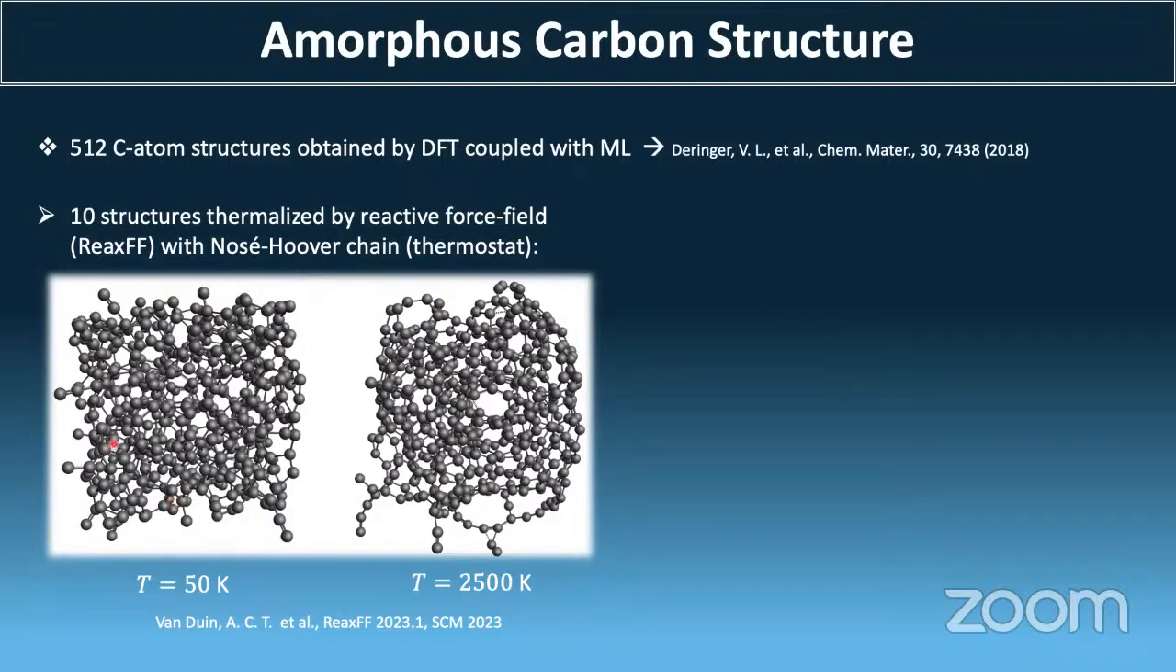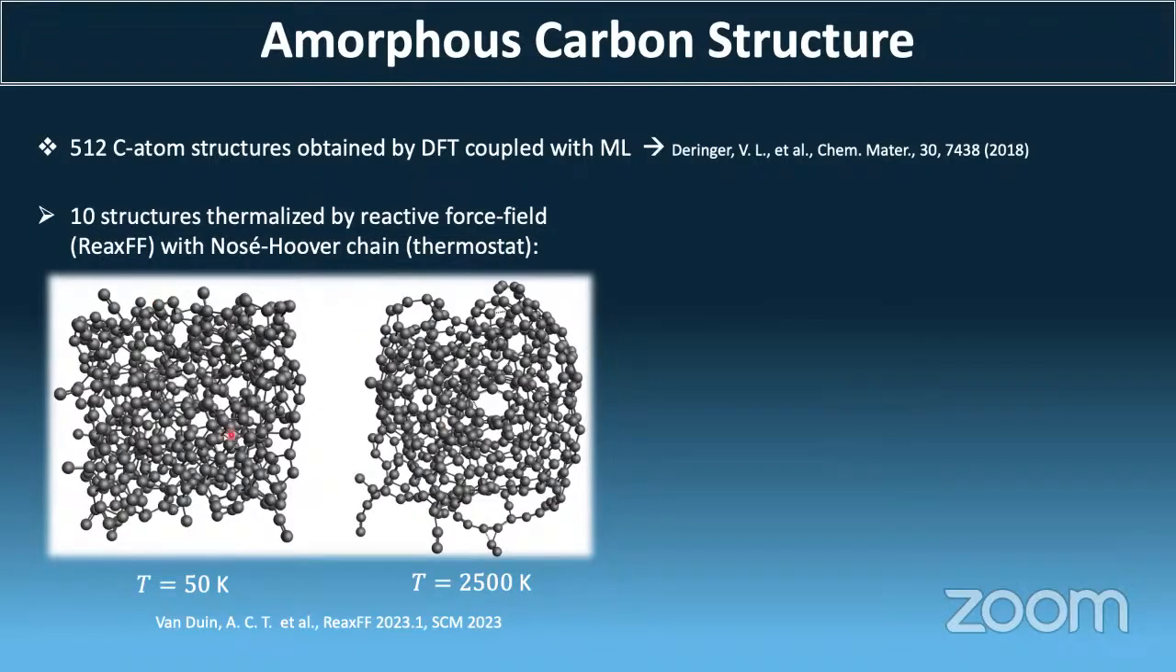This cube, we then thermalize it, and the thermostat we use is a Nose-Hoover chain. Because these simulations involve many atoms, we have to use a reactive force field, which is relatively cheap in terms of numerical cost. You can see here the structure at 50 K. It is relatively close to the structure that was generated by those authors. To generate this, they actually used DFT calculations. They trained a neural network for this, and they generated those structures with close to DFT accuracy. So it's a relatively accurate calculation.